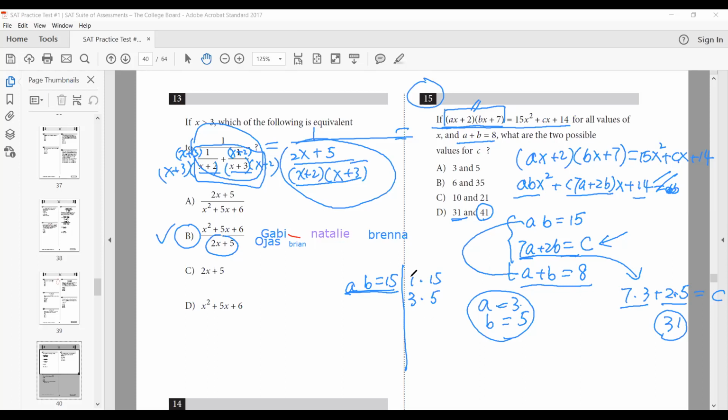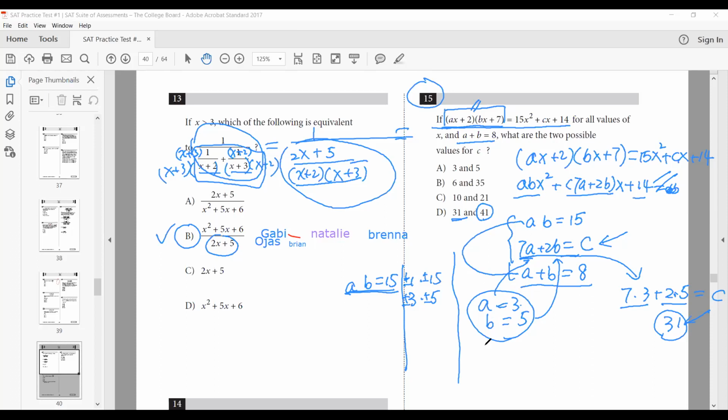That's it. But what about negative 15? I'm sorry. No. Positive, both positive, negative, positive, negative. Oh, I'm sorry. So you are right, Jess. We got it. You are right. So a equals 3, b equals 5. This is definitely one of the answers, right? So we got C is 31 after we replace the a here and b here.